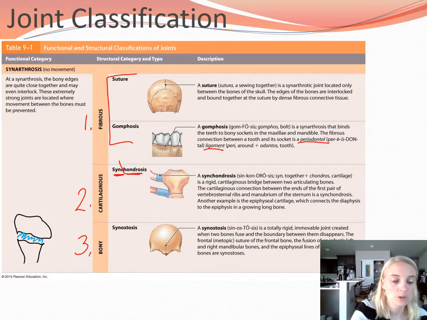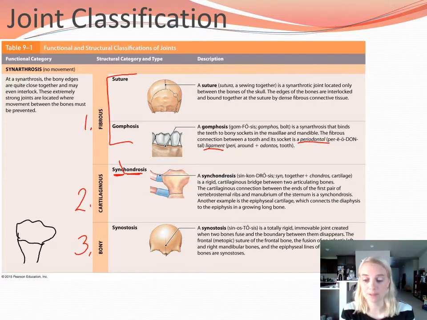But if we were to show what happens when that epiphysis fuses with diaphysis, that's going to give you a synostosis, the epiphyseal line, this bony fusion. So those are some good examples of the long bones to illustrate your synchondrosis when you still have the epiphyseal plate, and the synostosis when you have the epiphyseal line.